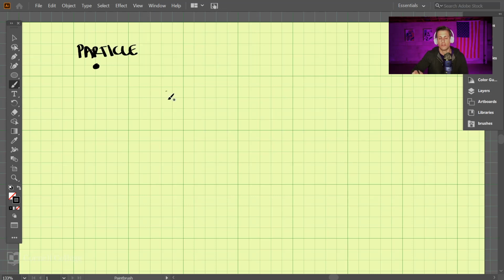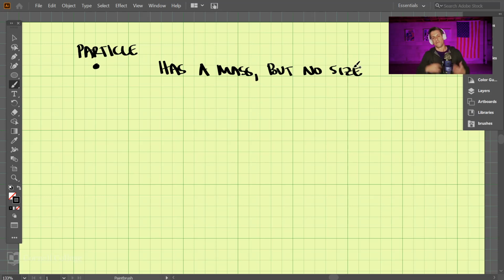And this particle, we assume has a mass. So it has a mass, but no size. So it doesn't have a size. For example, if we were analyzing a problem that was a bullet, maybe the particle is a good idea for that.